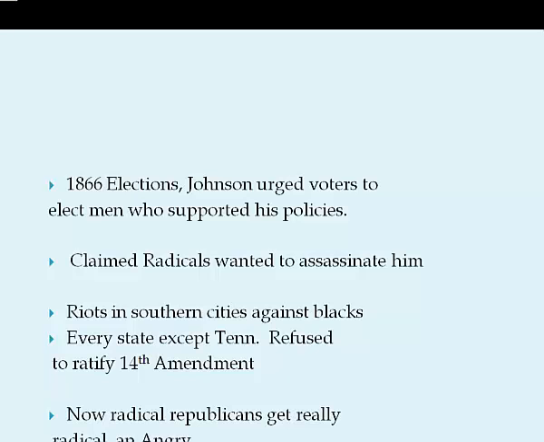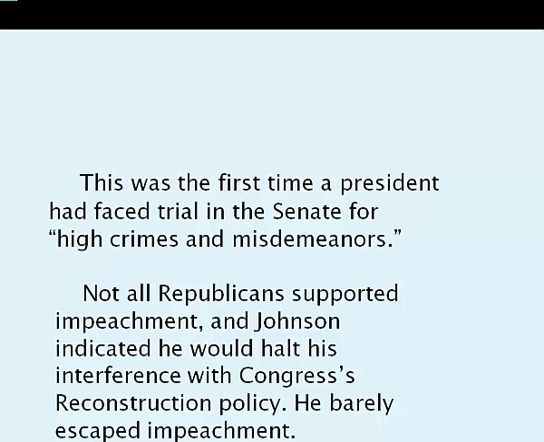The 1866 elections revolved around the 14th Amendment, and Johnson urged voters to elect men to Congress who supported his policies and claimed that the radical Republicans were plotting to assassinate him. This, along with riots in southern cities targeting blacks, undermined support for Johnson's allies, and Republican opponents emerged victorious in the election. But every southern state except Tennessee refused to ratify the 14th Amendment. Johnson and the White South's resistance pushed moderate Republicans into the radical camp.